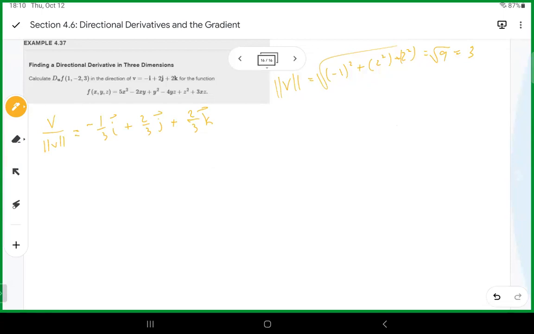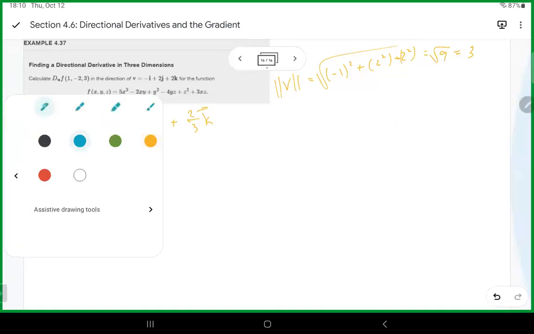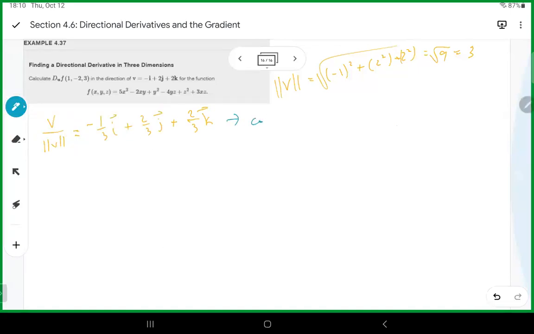So that gives us cosine alpha equal to negative 1/3, cosine beta equal to 2/3, and cosine lambda, Greek letters, why do we still have to draw them, also 2/3. So next we want to figure out our partials.